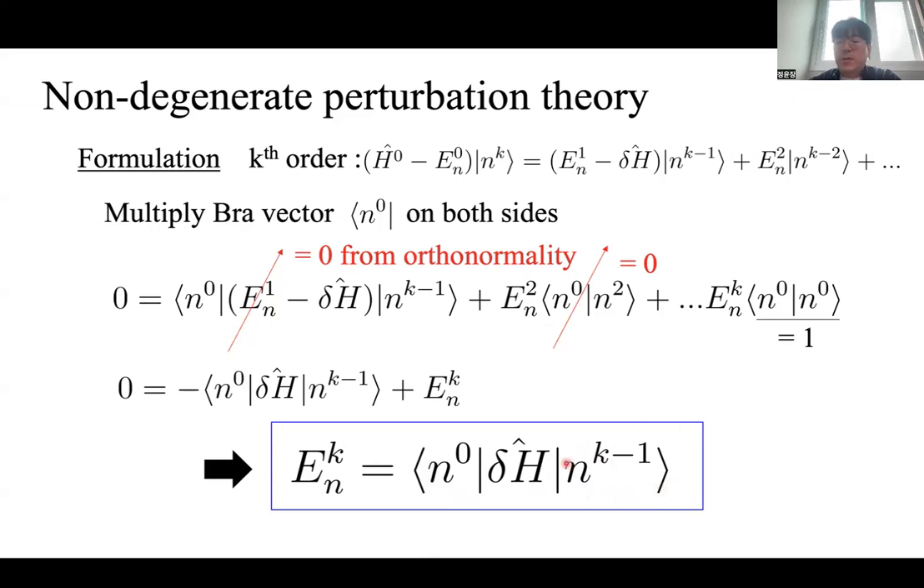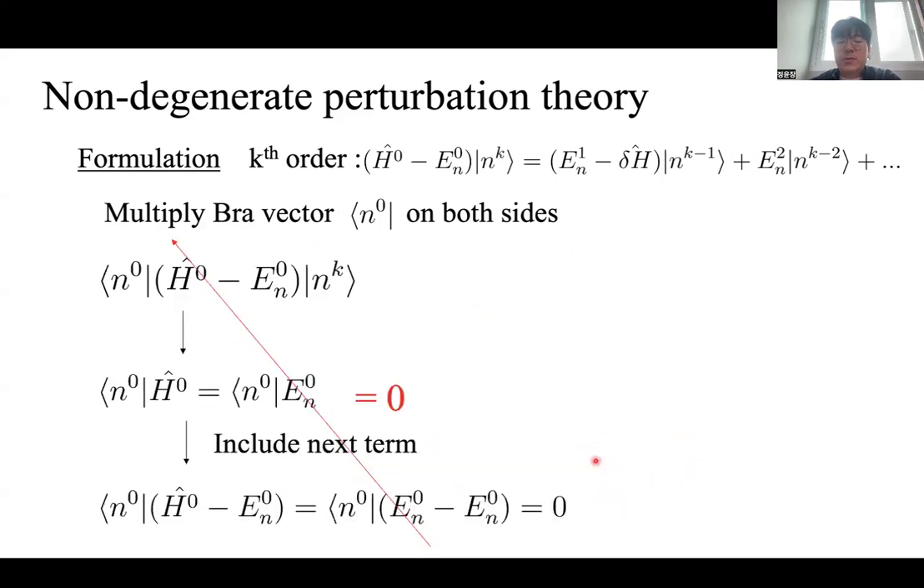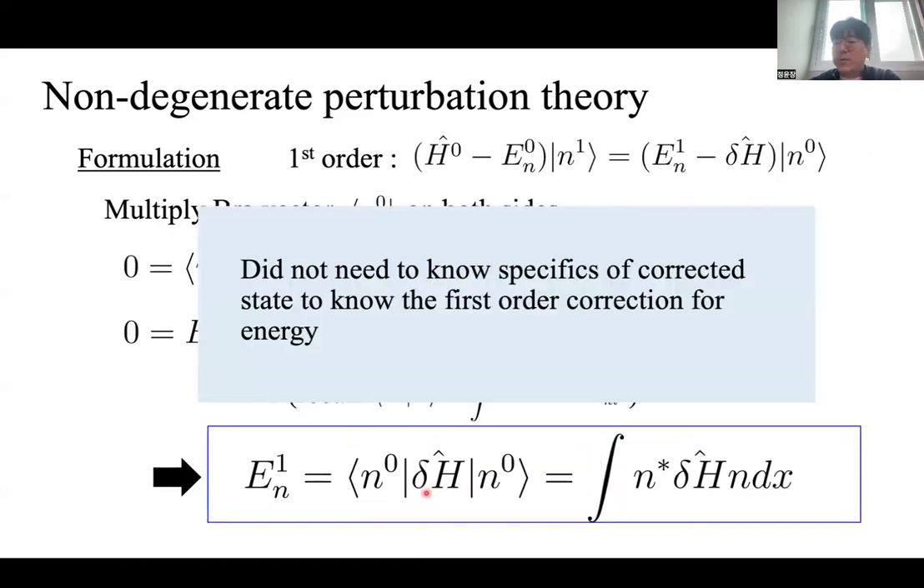I need to know the corrected state for k minus 1 for me to be able to solve the kth order correction. And again, if I put 1 here, for example, so that I can know the first order correction, the equation still makes sense because then this becomes 0, and that's the exact same equation as we saw here.